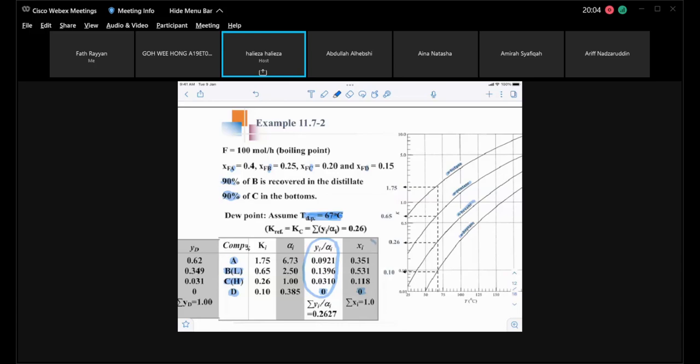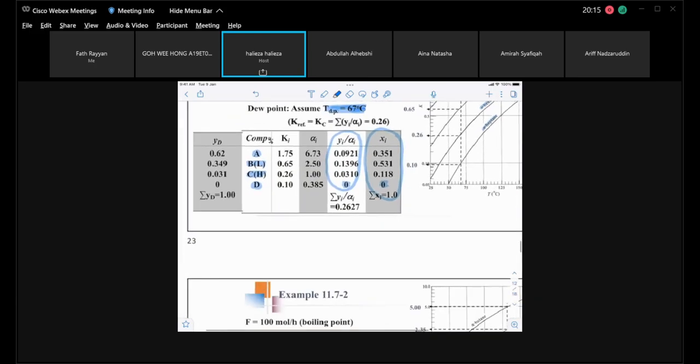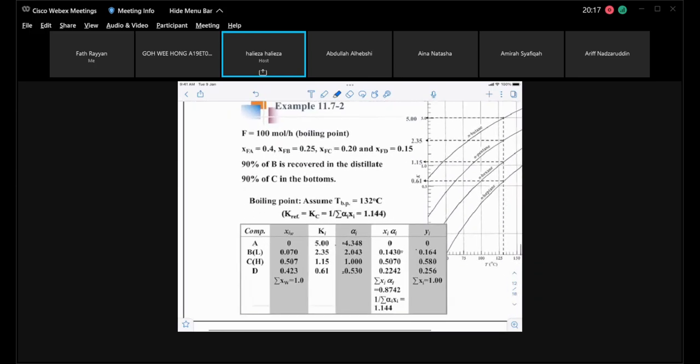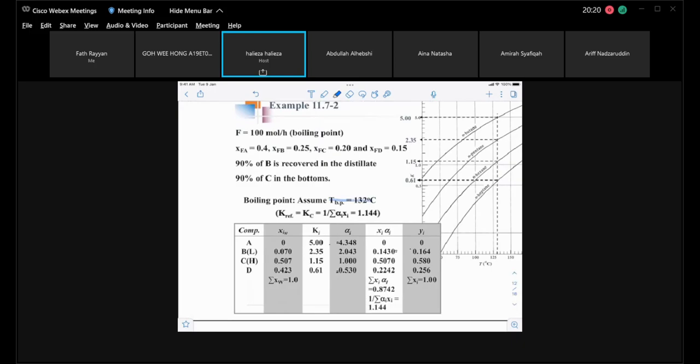You will get the equilibrium composition that is in equilibrium with the liquid composition that is in equilibrium with the gas from the top product. So we have done that. And next we did the method to get the boiling point of the bottom product.